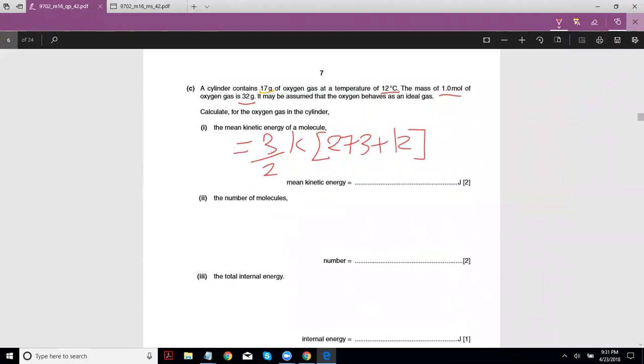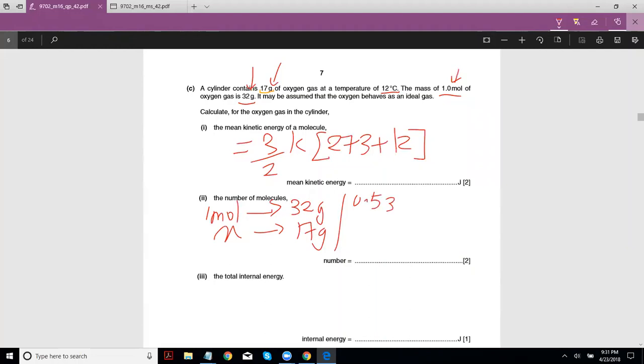You want the number of molecules. So find the moles first, it will be easy. 1 mole is given as 32 grams. X moles is 17 grams because that's what we're given. So it's 17 upon 32. That is the number of moles you have.